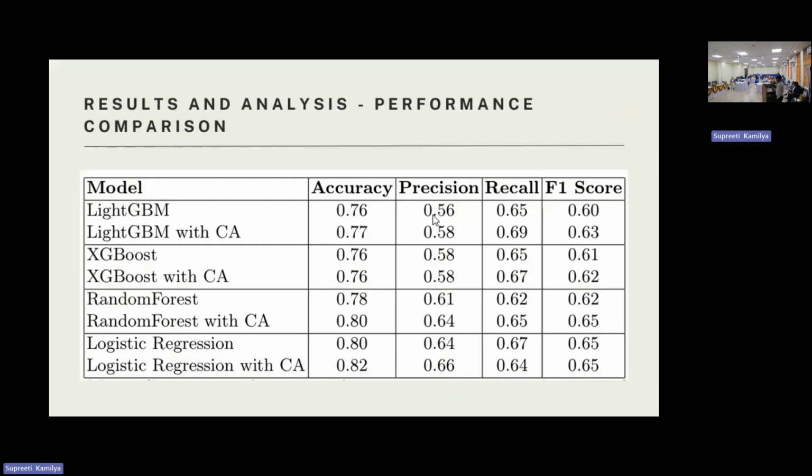Here we see a slight improvement with the cellular automata, the same as XGBoost, and when we see random forest, we see a slightly better improvement in accuracy, precision, recall, and F1 scores, and logistic regression seems to give some better results.